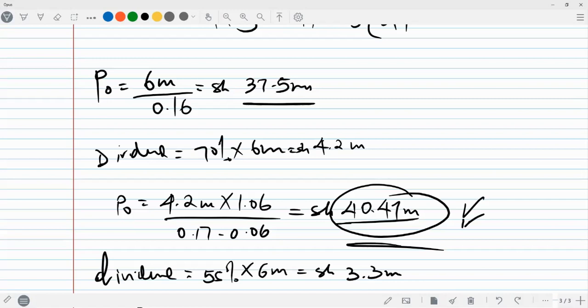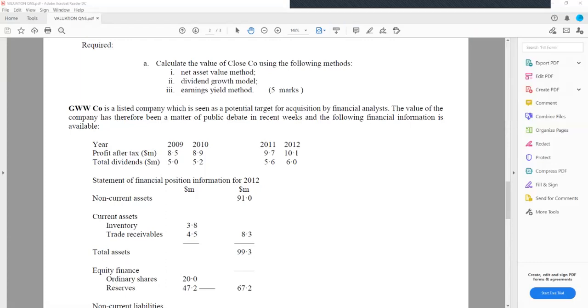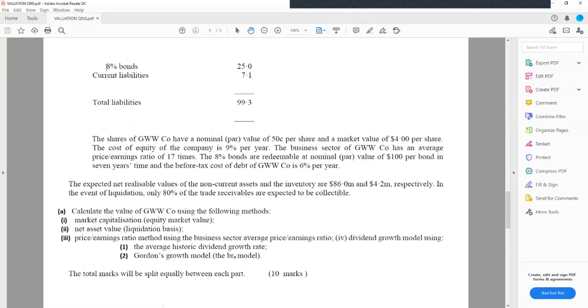Let's do company valuation. Let's do the question that asks us to do valuation, for those who have gone through the question. So required: you're meant to get the company value using the following methods: market cap, net asset value, the PE ratio, and the dividend growth model. I think this question sums up all the different methods we have been discussing. Market cap. Okay, so let's begin by getting the market capitalization.